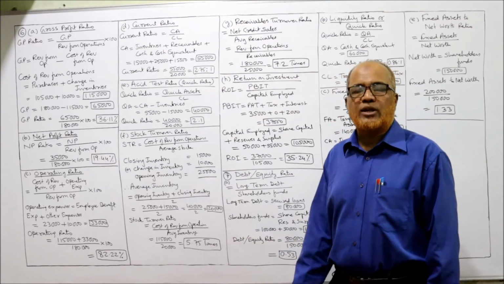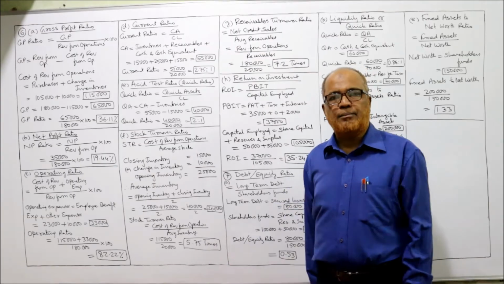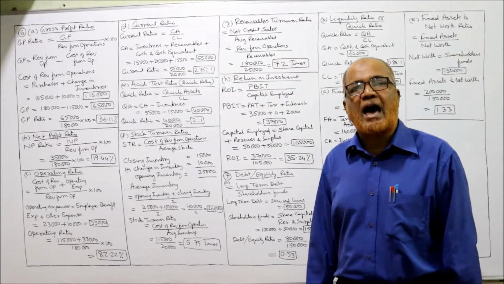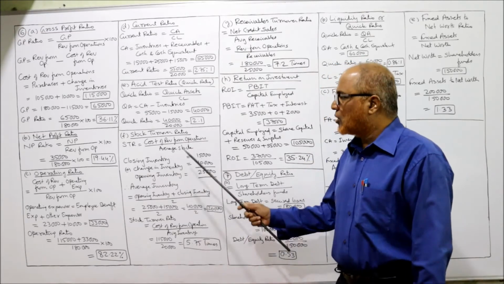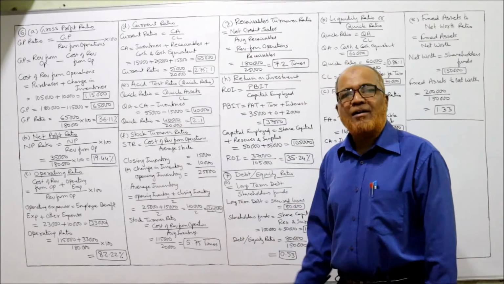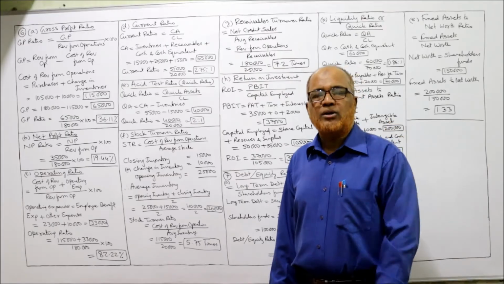Next one is stock turnover ratio. Inventory turnover ratio, stock turnover ratio means same. The formula is cost of revenue from operations divided by average stock. So cost of revenue from operations, already we have calculated 1,15,000. Average stock is equal to opening stock plus closing stock divided by 2.